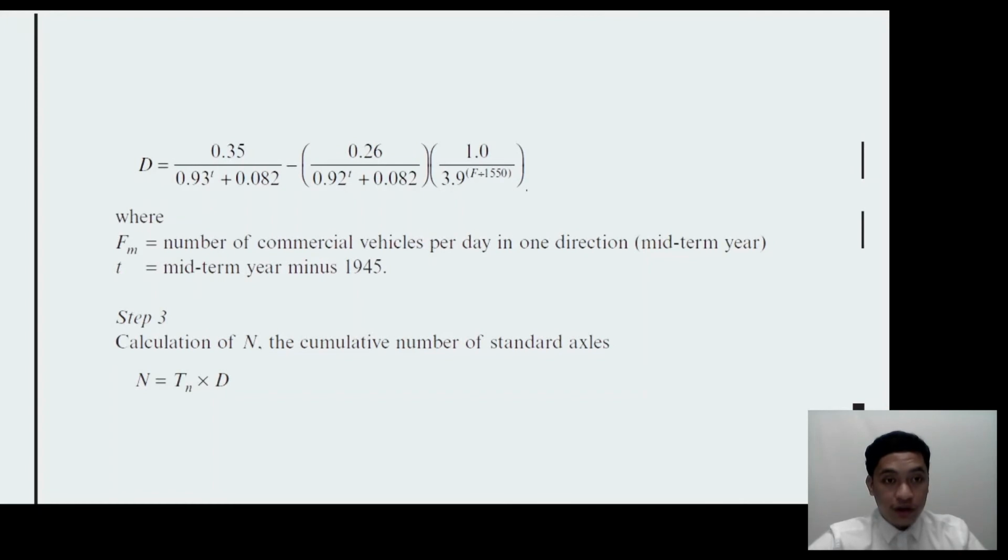Here is the equation for the calculation of the damage factor. The figure shows the design curve for highways with bituminous road base. We see the subgrade CBR to be about 5% with a thickness of 225 mm and with a probability of survival of 85%.